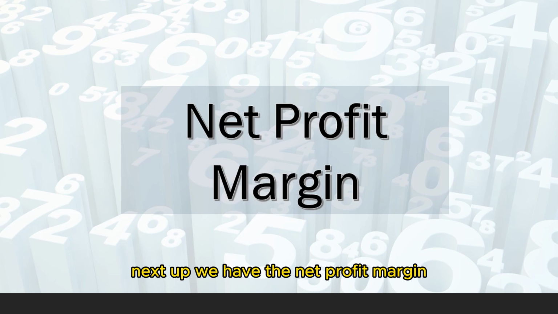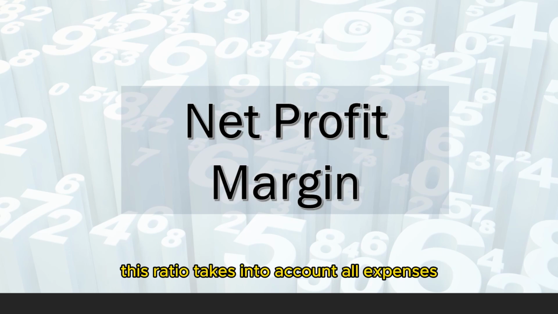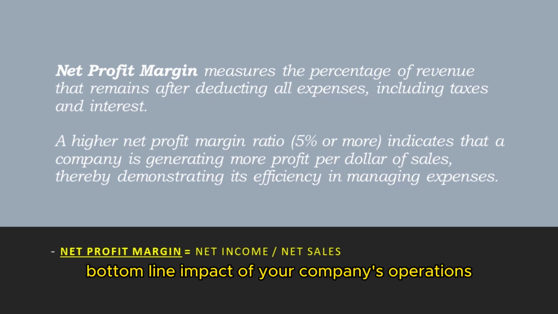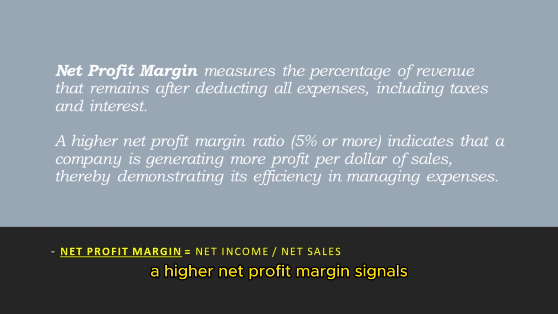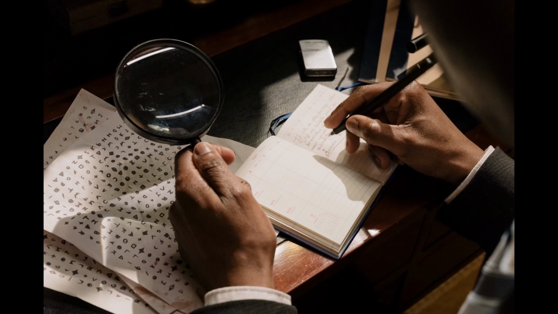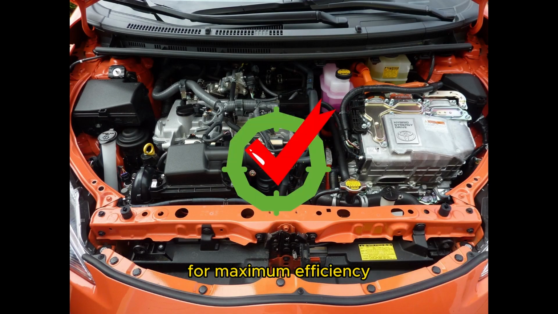Next up, we have the net profit margin, a real measure of your company's financial solidity and prowess. This ratio takes into account all expenses, including taxes and interest. By dividing net profit by total revenue, you'll disclose the true bottom line impact of your company's operations. A higher net profit margin signals efficient management and control over costs. It's like optimizing your financial engine for maximum efficiency.